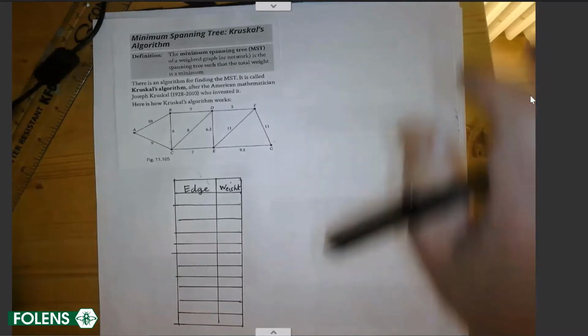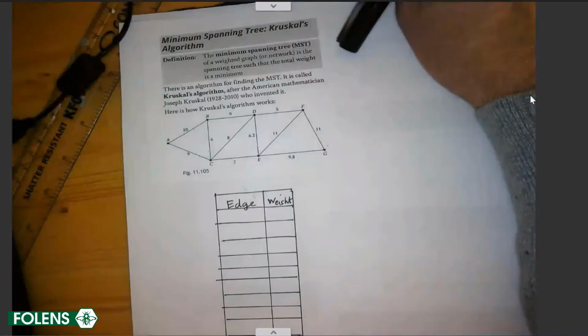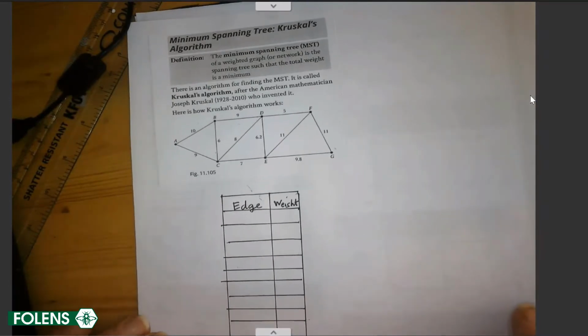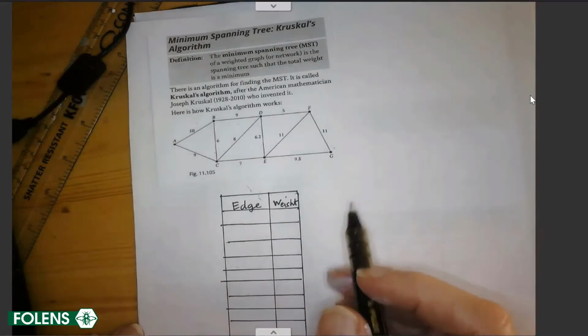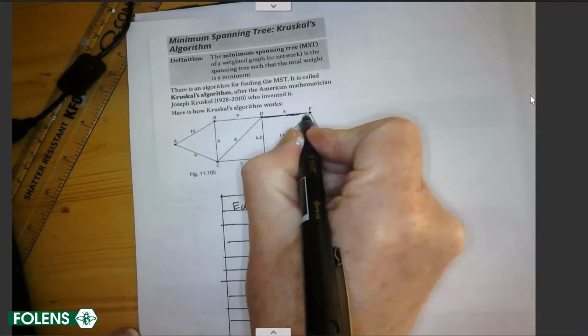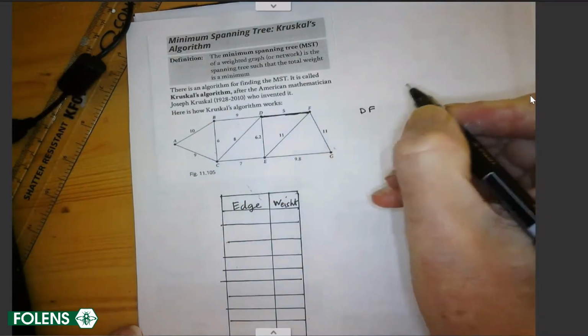So we look at this. I'm just going to zoom in on this a bit closer, and I'm going to get it to focus. And now I'm going to look at my arcs, and I see that the one with the lowest weight is the arc from D to F, which has a weight of 5. So there's the first arc in my spanning tree, DF.